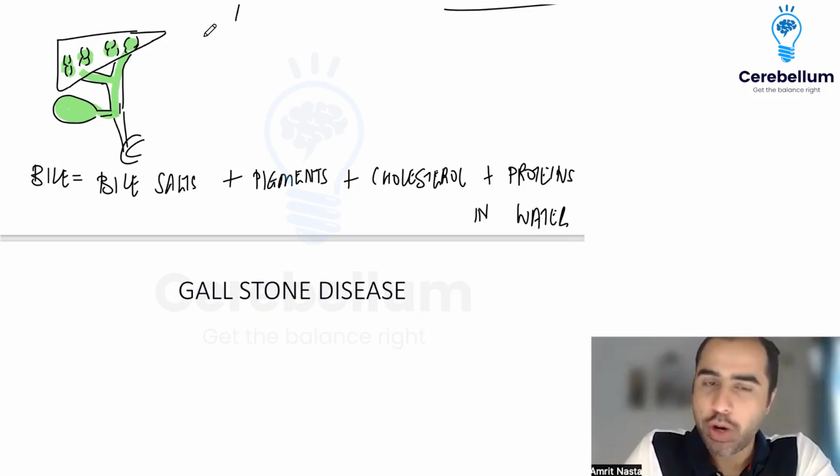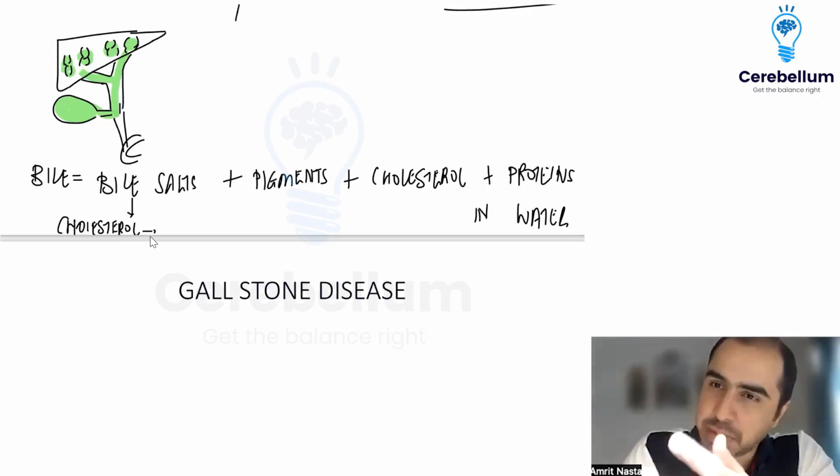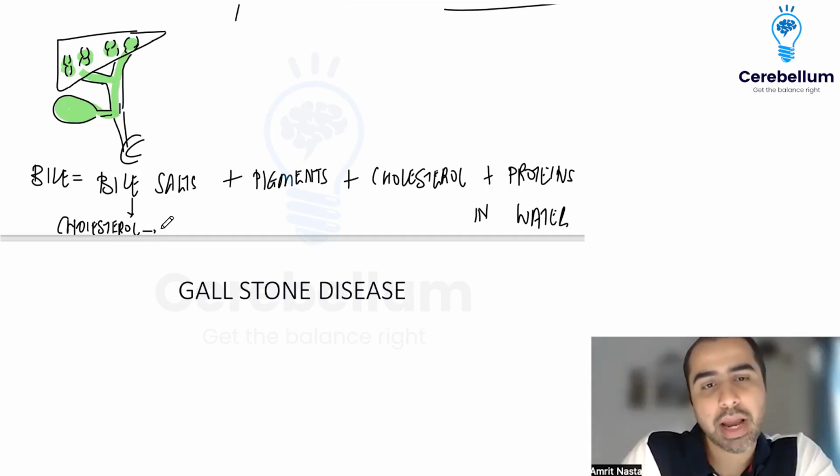Biliverdin, taurocholic acid. Okay, fine. Bile salts come down when your cholesterol is broken down. So whatever cholesterol is there, when it breaks down, it becomes bile salts. It keeps the fat dissolved. It's for dissolving of fat. So you have glycocholate, taurocholate, all these things.